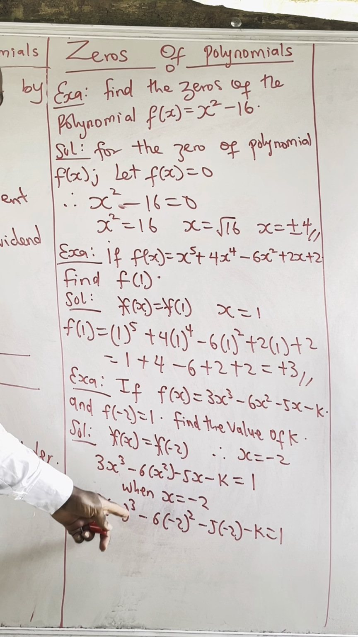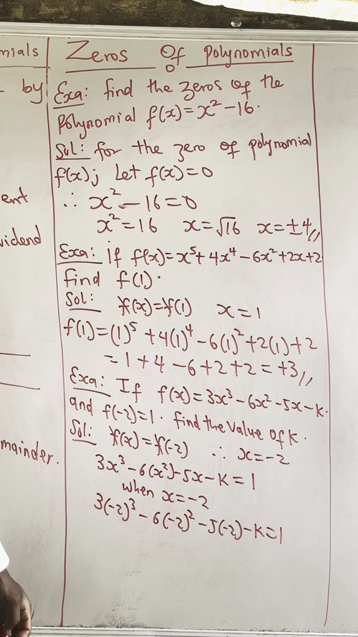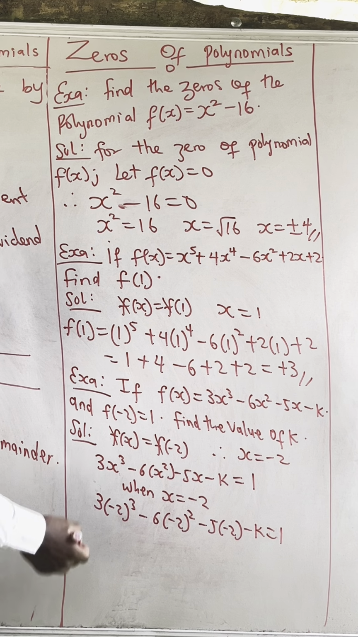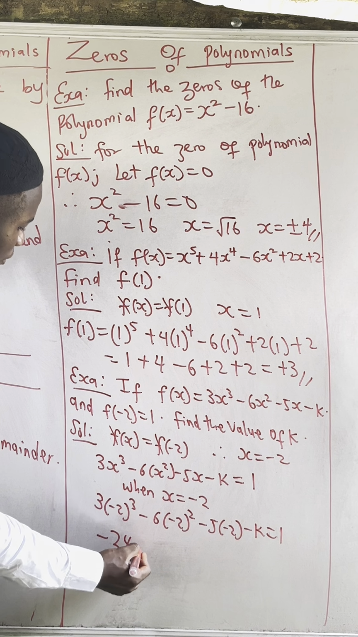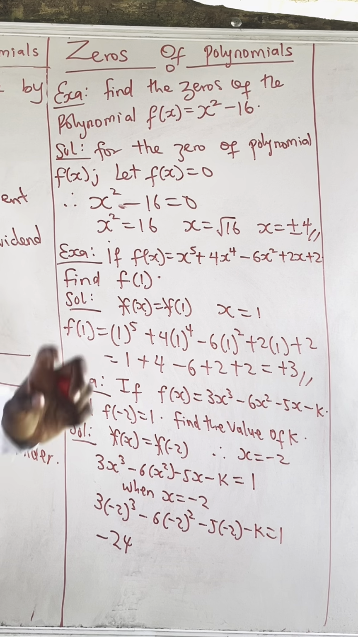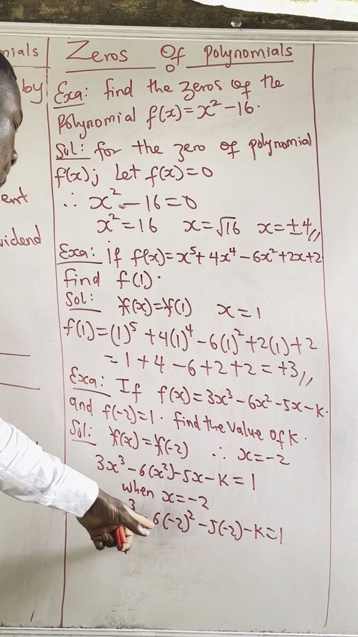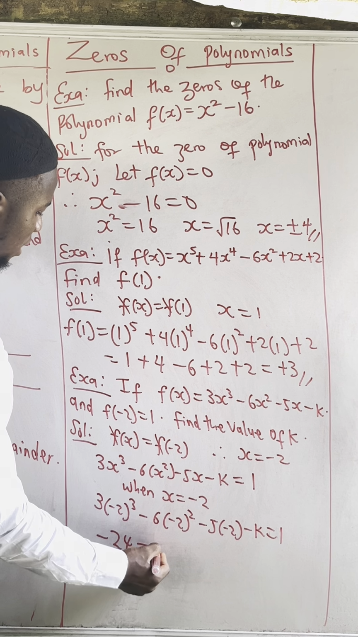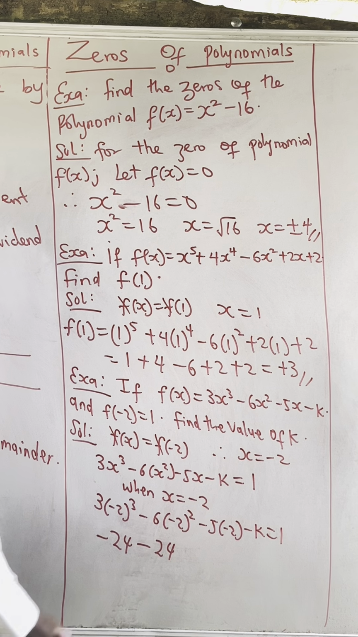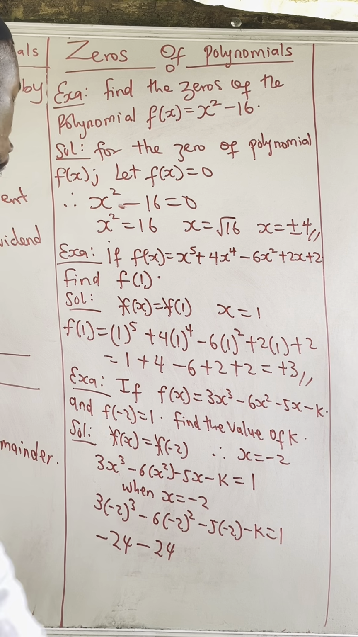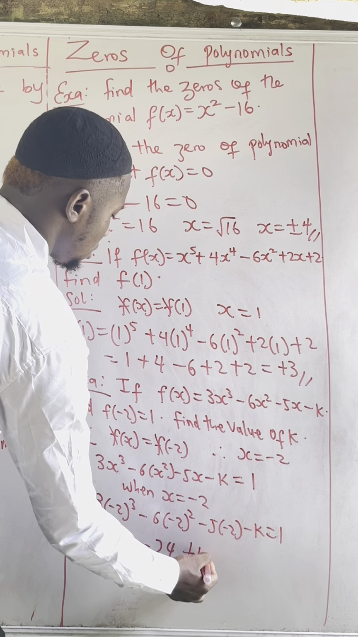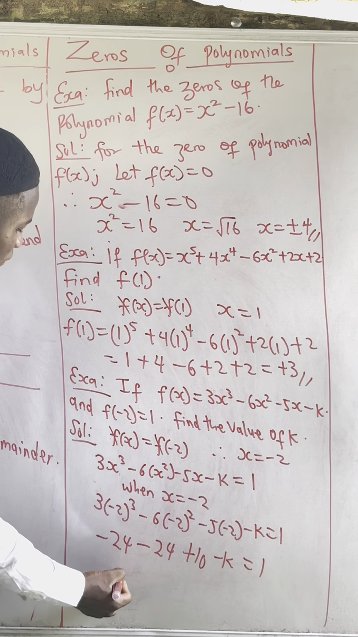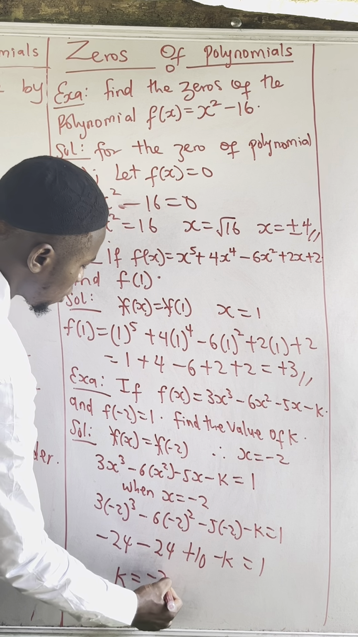So guys, what is minus 2 raised to power 3? That is minus 8. Then what is minus 8 times 3? That is minus 24. So what is minus 2 squared? That is plus 4. Then what is minus 6 times 4? That is minus 24. Then what is minus 5 times minus 2? That is plus 10. Minus k is equal to 1. Then we should get the value for our k to be equal to minus 39.